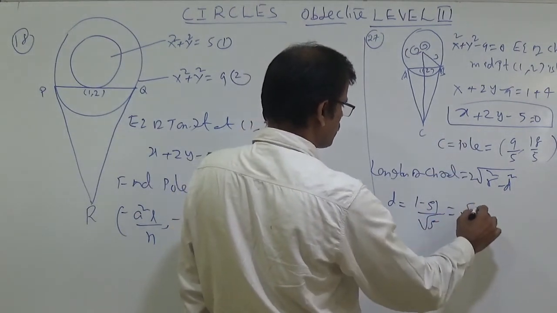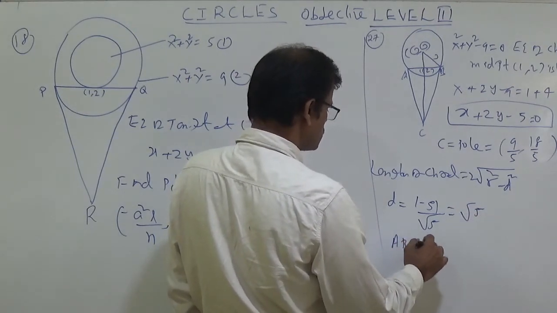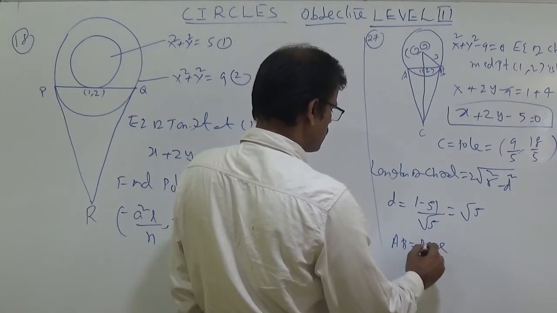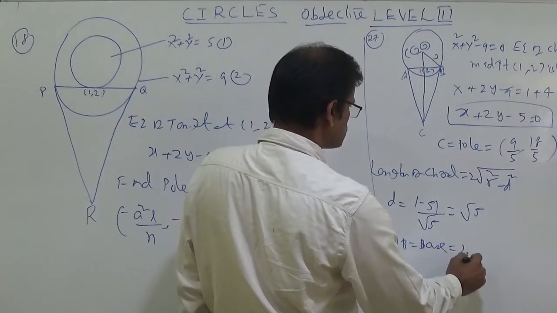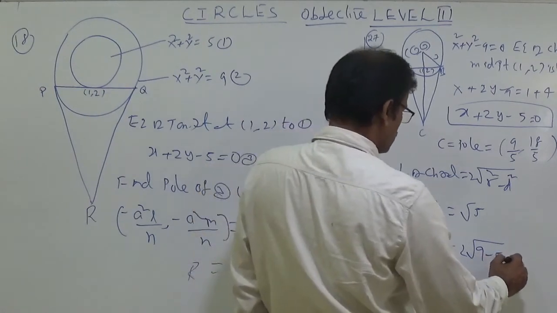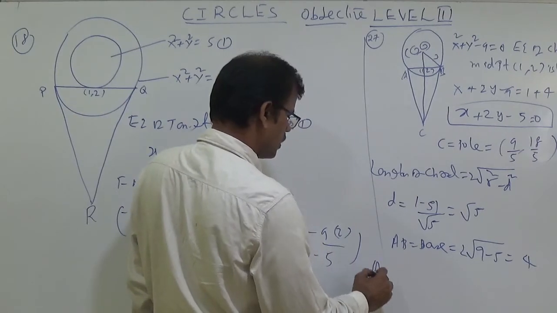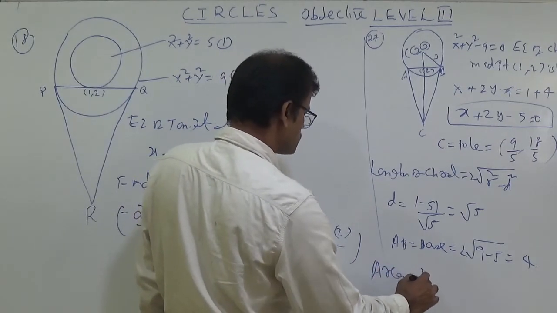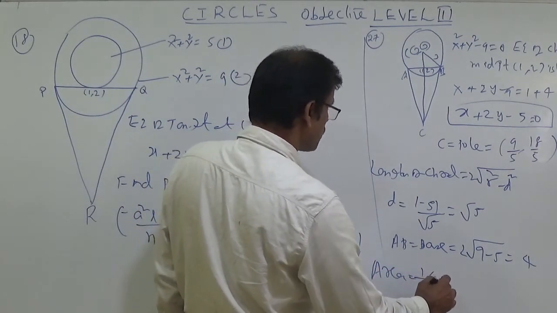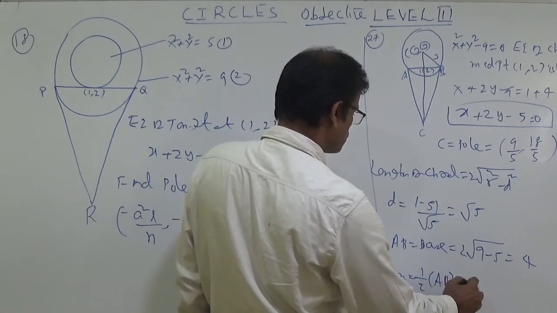This is root 5. So AB, meaning the base of the triangle, is equal to 2 root r square minus d square, which is 2 root 9 minus 5. 9 minus 5 equal to 4, so 2 into 2 equal to 4. Now area: area is equal to half into base into height. Half into base means AB and height means AC.